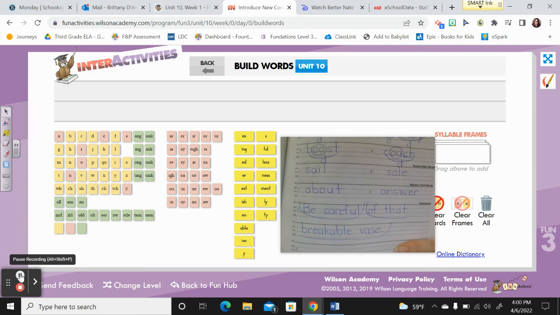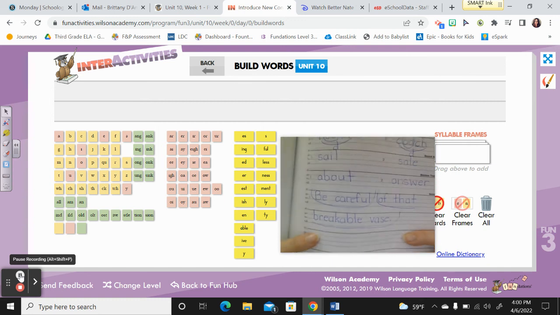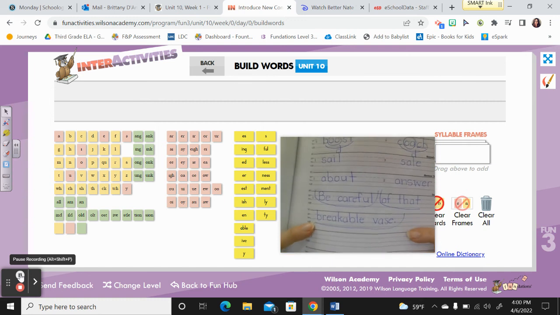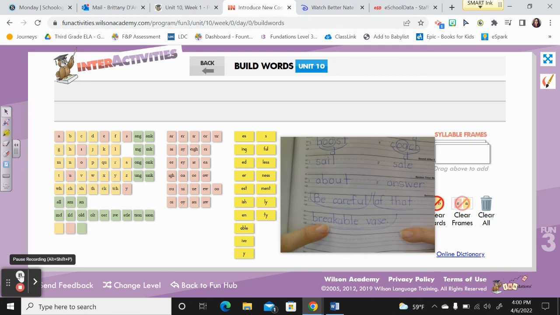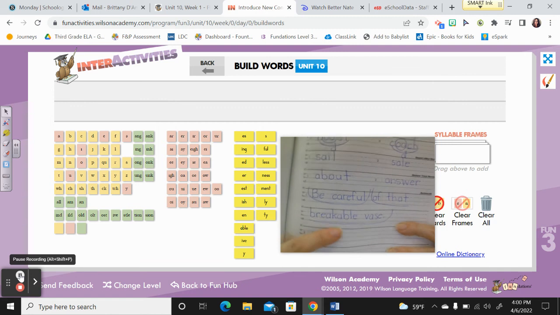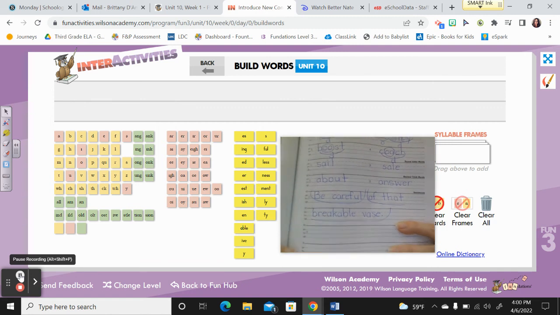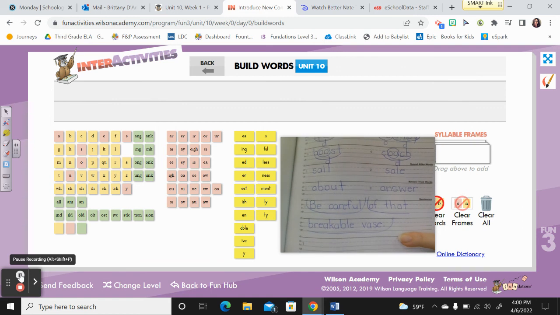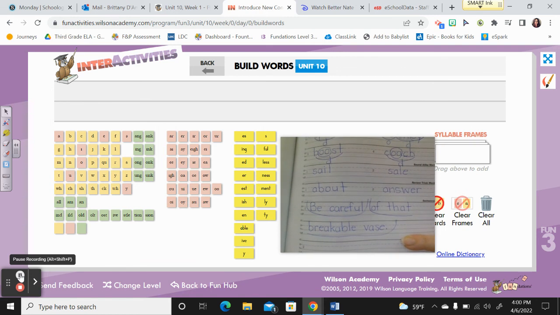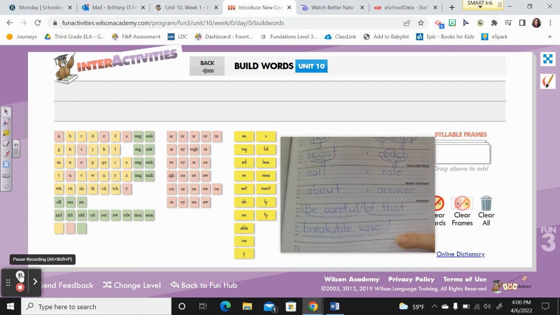C-A-R-E-F-U-L. One L, right? Of, O-F, that, T-H-A-T. Okay, look at break. If you found it on page 44, it's B-R-E-A-K, and then the suffix A-B-L-E. How'd you do with vase? V-A-S-E? Good. And then I scooped it like this. Be careful of that breakable vase. You could have put an exclamation mark too, or a period works as well.